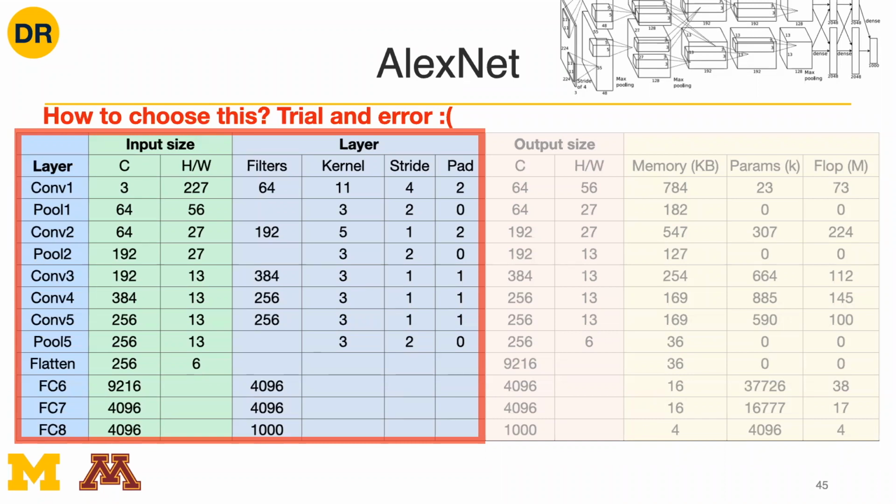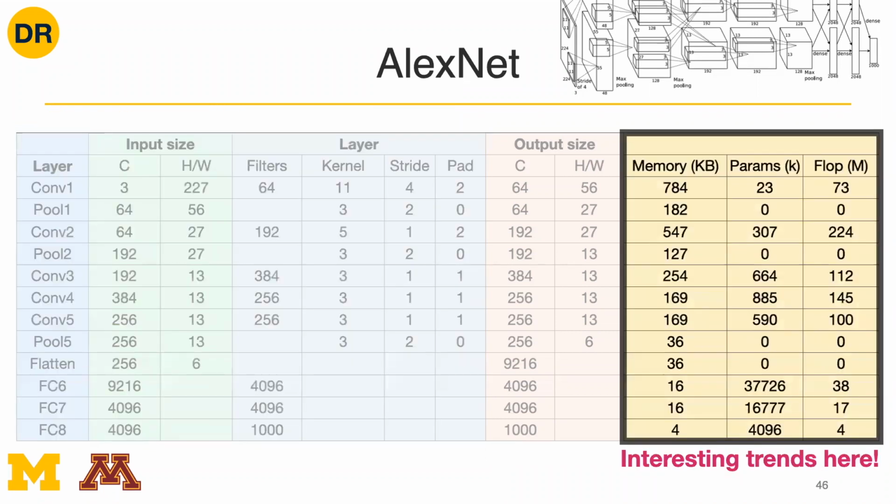But one thing we could take away from this table is the trends in memory, parameters and flops across the layers of AlexNet. Let's just look at the memory here. Memory early on, starting from the first convolution, is super high. When you come to the fully connected networks, it's really low. That's because over time your outputs are getting fewer and fewer; you're trying to reduce the dimensions of your inputs.